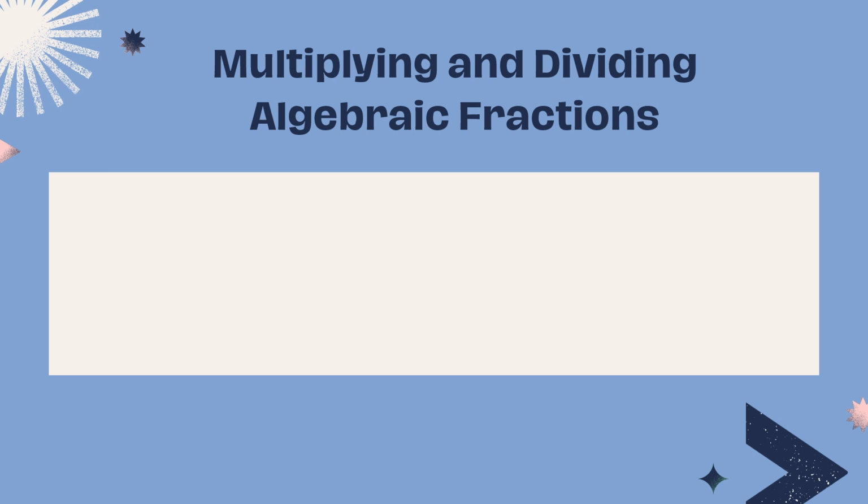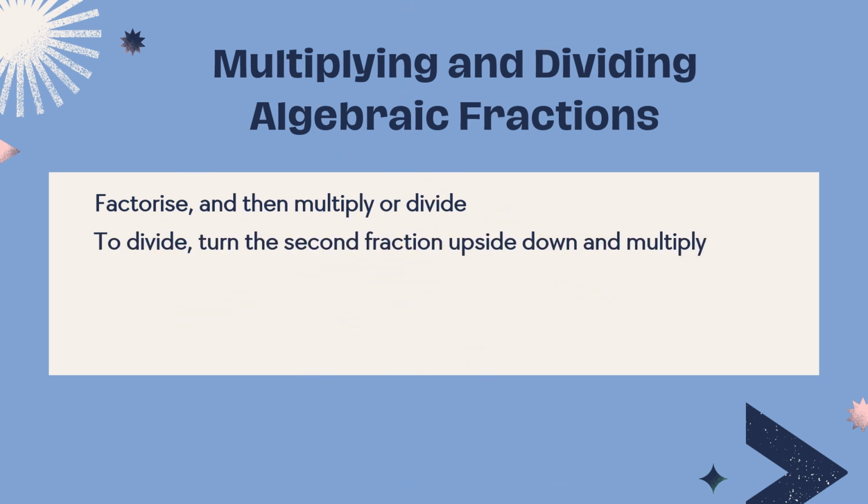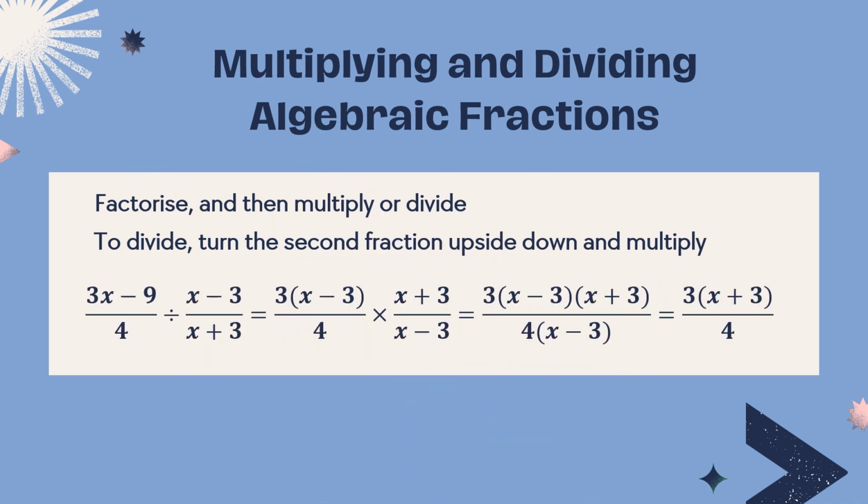Next, multiplying and dividing algebraic fractions. Always remember to factorize first, and then you can multiply or divide. Also, just like when you divide two fractions, turn the second fraction upside down and then multiply. For example, 3x minus 9 over 4 divided by x minus 3 over x plus 3.